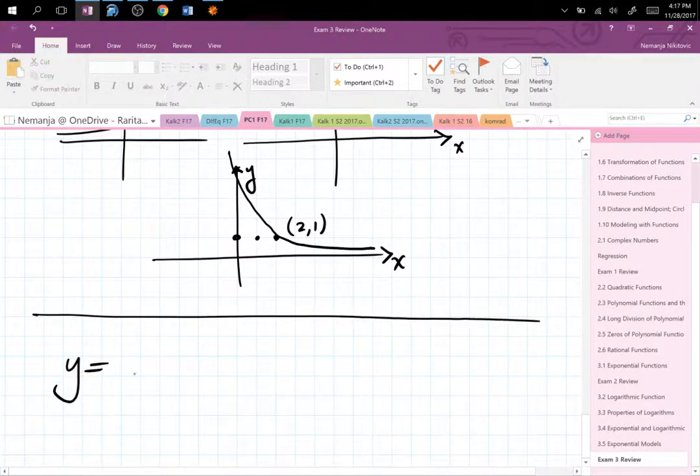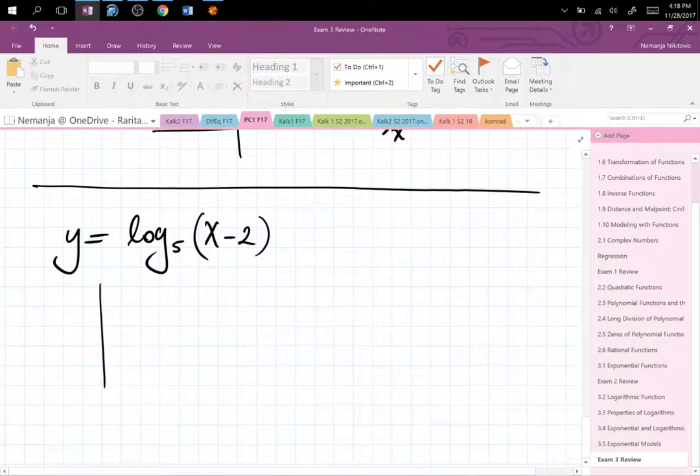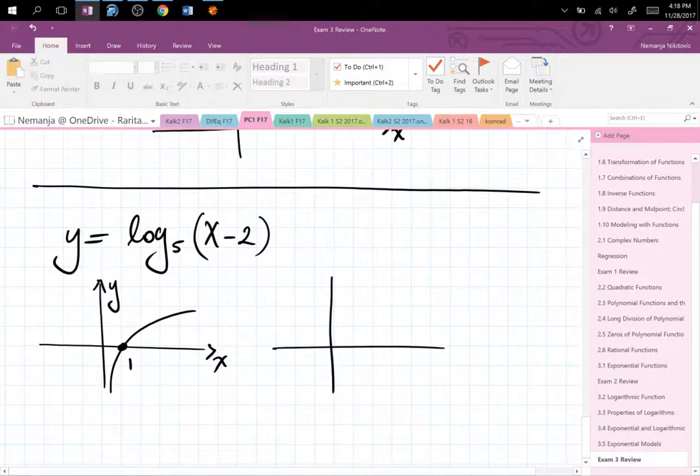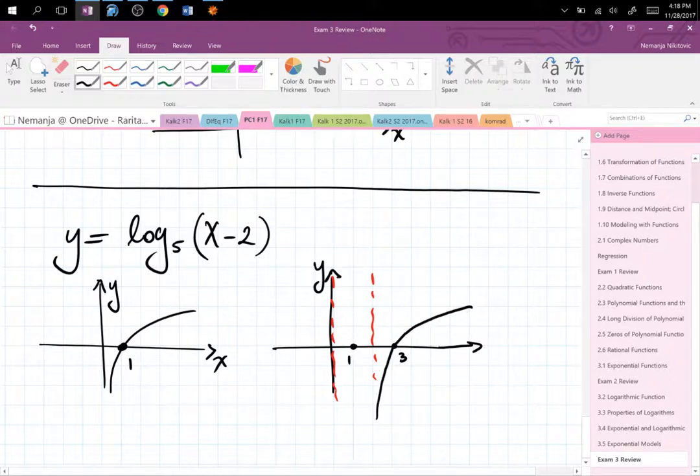Log graphs, same. Log base 5 of x minus 2. What is this minus 2 doing? Go to the right. Yep. So log goes through 1, original state, and now we have to go 2 units. So your good old vertical asymptote that was at 0 is now going to be at 2. The point at 1 is now going to move to the point at 3, because everything shifts 2 units to the right because of the -2.